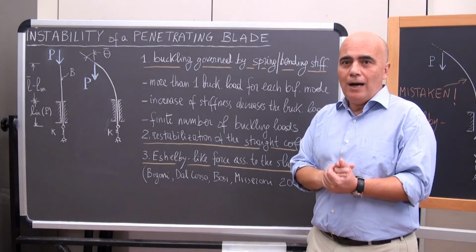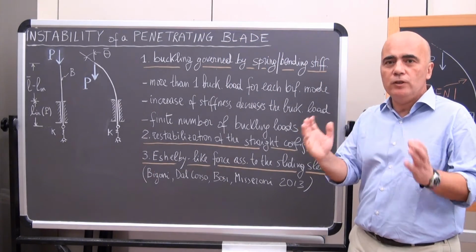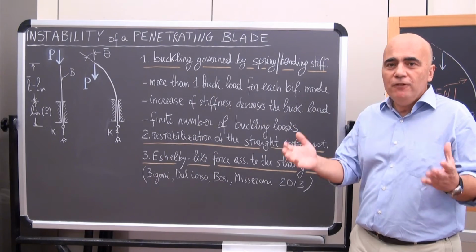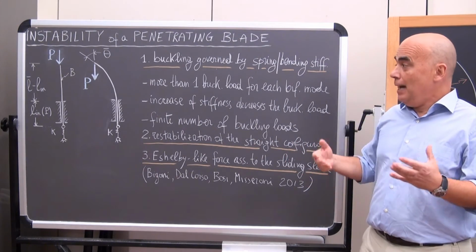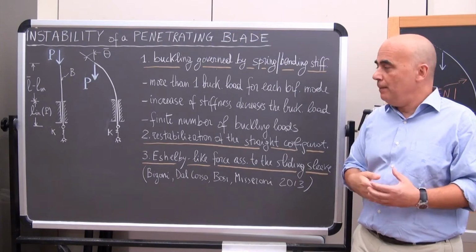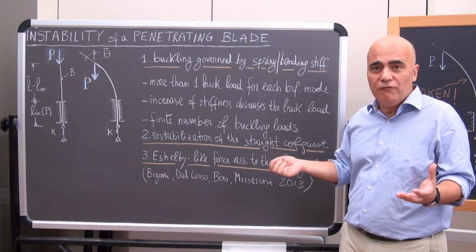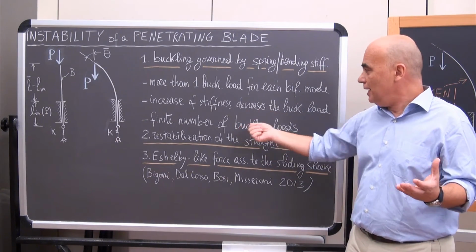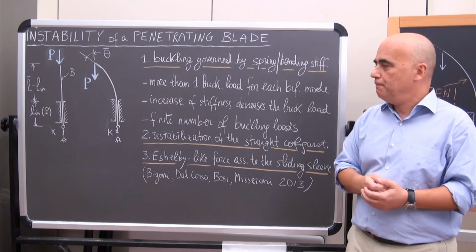Also, there is a finite number of buckling loads associated to all possible buckle modes. This is also a special feature because usually continuous systems display an infinite number of buckling loads, and the problem is a Sturm-Liouville problem. In this case, it's a modified Sturm-Liouville problem because the number of buckling loads is finite.